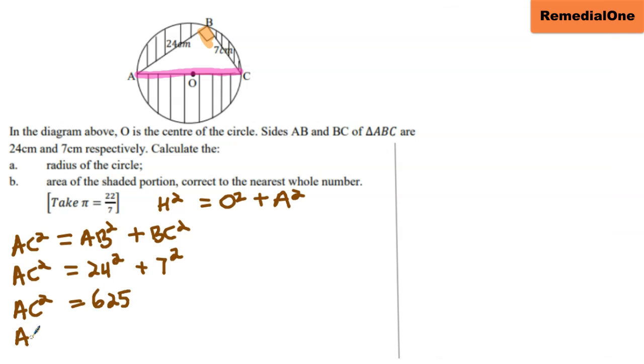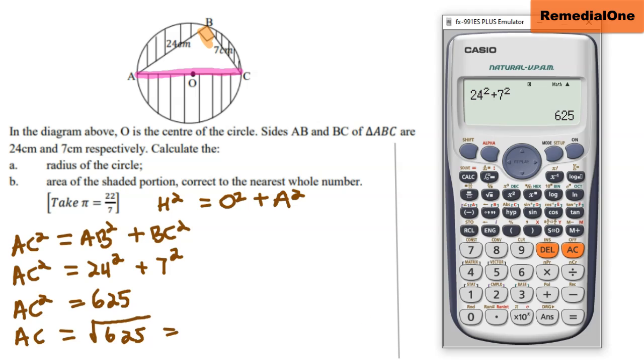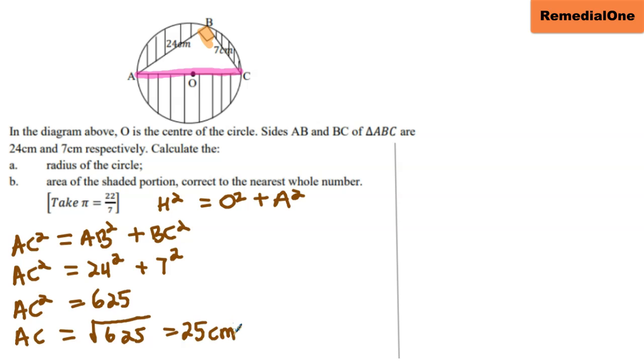But we are looking for AC, which is going to be the square root of 625, which is a perfect square, and that is 25. But if you don't know, you grab your calculator once again: square root of 625 is 25. So that gives us 25 centimeters. As we are answering A, the radius R is going to be half of AC. So AC is 25, and half of it is going to be 12.5 centimeters.